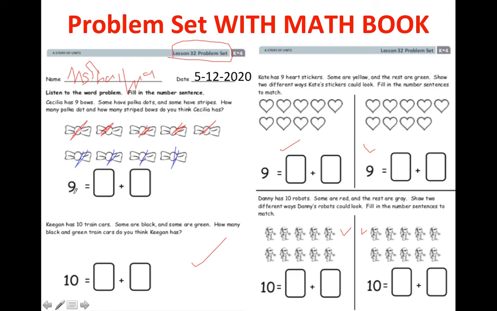So 9 equals blank plus blank, which means the 2 parts are missing because the answer is the whole and it already says 9. So I have 4 blue bows. I'm going to put 4. And I have 5 red bows. So I'm going to put 5 red. So 5 plus 4 equals 9. Just like this, 5 matches with the 5 red bows, and this 4 matches with the 4 bows over here. And you can count on: 5, 6, 7, 8, 9. Or 4 plus 5 equals 9. 9 equals 4 plus 5.